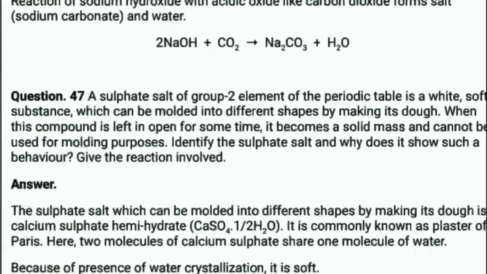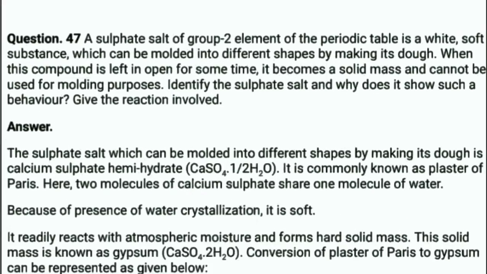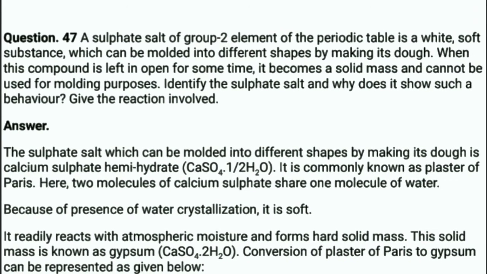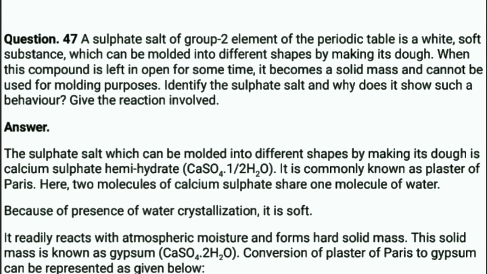A sulfate salt of group 2 elements of the periodic table is a white, soft substance which can be molded into different shapes, making it ductile. When this compound is left in open for some time, it becomes a solid mass and cannot be used for molding purposes. Identify the sulfate salt and why does it show such a behavior.